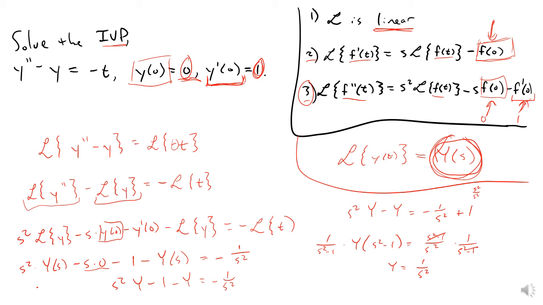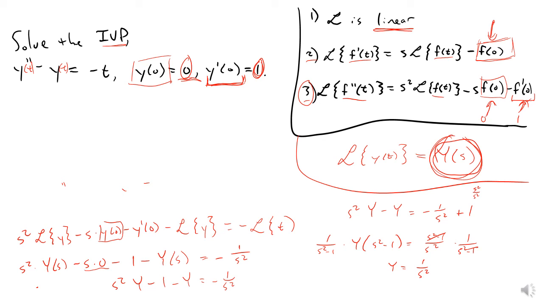We don't want to know what capital Y of s is. We need to solve this original function. These were functions of t, lowercase y of t, double prime of t, minus y of t equals negative t. I need an answer in terms of my original variable t, not in terms of the variable s. So I'll take the inverse Laplace transform of 1 over s squared to get my final answer. Let me make a little bit of room. I'll just come back up here to the top to finish this out.